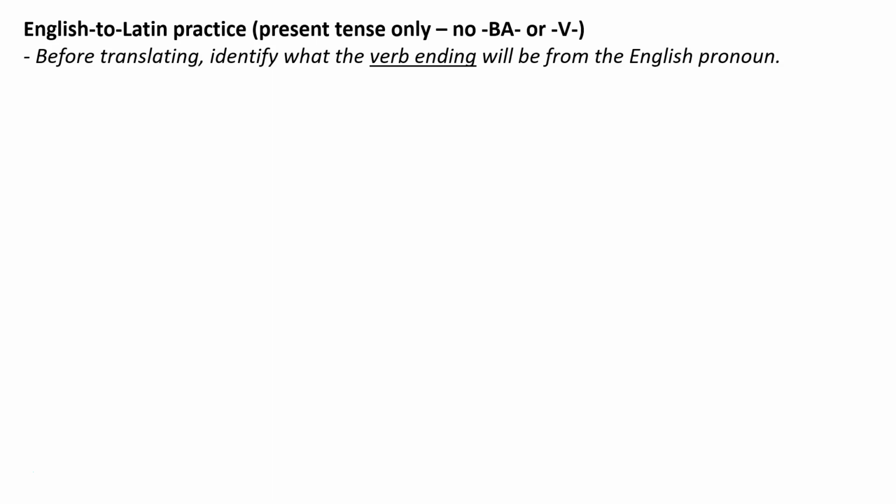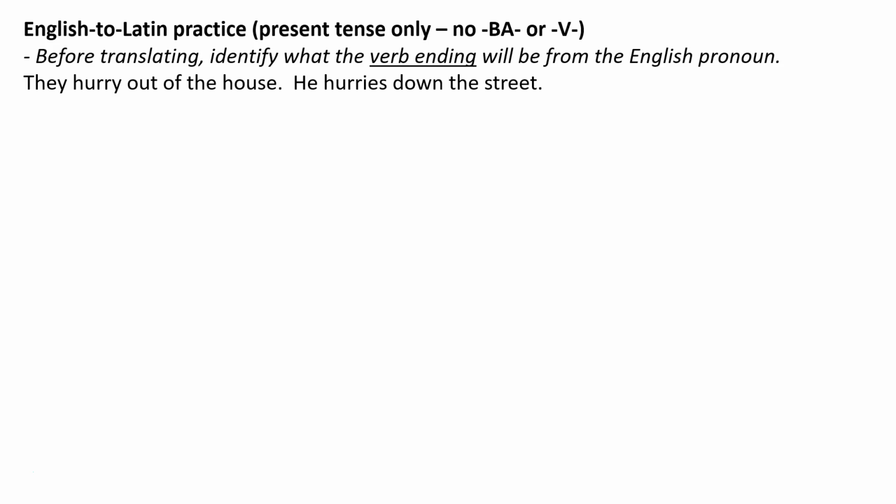The next page is focusing more on the verb endings. So an O verb ending tells you I, an S verb ending tells you you, a he, she, or it verb ending is a T, and a they verb ending is an NT. And because of this, you can translate an English verb phrase with a single word in Latin.